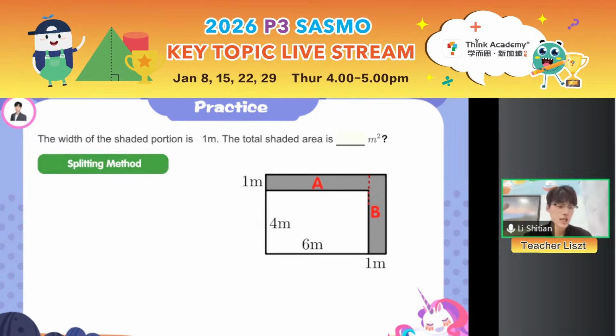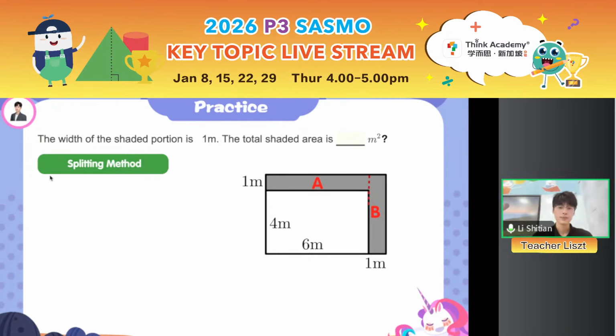Hold on. Teacher Lisa has a question for you. Why do I not cut the shaded portion here? Why? Because if I cut it here, I turn A and B into two still irregular shapes, right? So for an irregular shape, can you find out the area of it? Of course not, right? We only know how to find the area of a rectangle, and we only know how to find the area of a square, right? So no, we need to turn them into a rectangle or square, right?